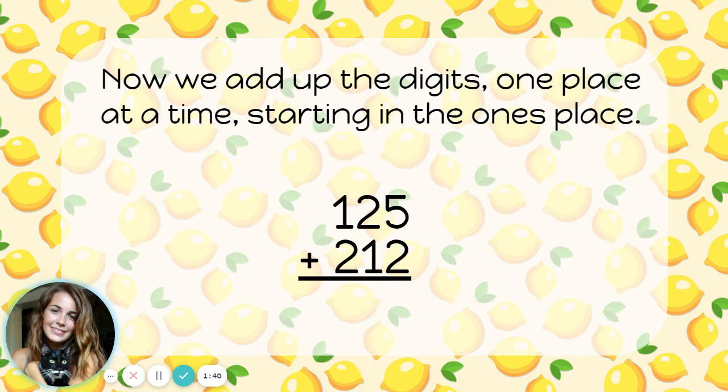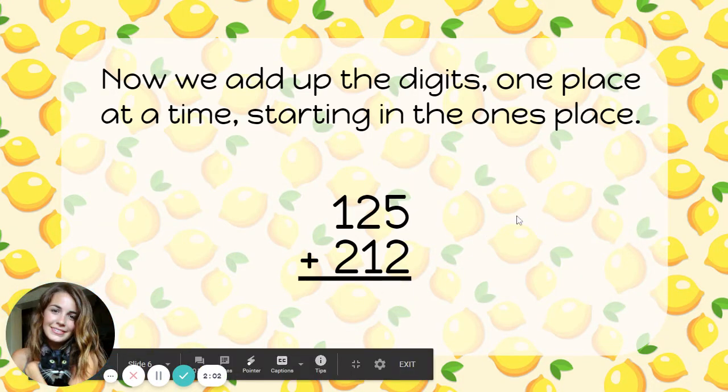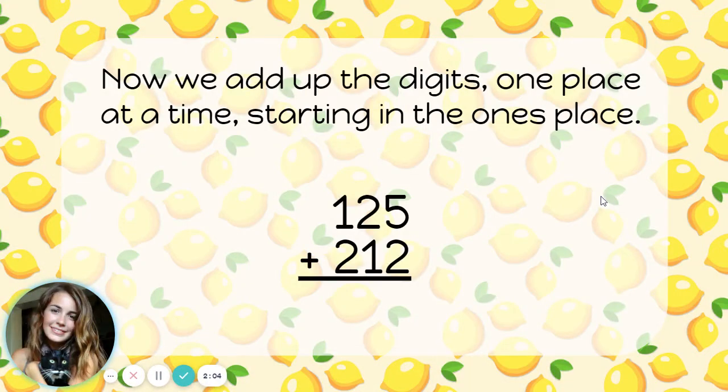Now we add up the digits, one place at a time, starting in the ones place. We always want to start in the ones place when we're using this strategy. So I see a 5 in the ones place of the first number and a 2 in the ones place of the second number. I will add them together and write the answer right underneath, keeping it in the ones place of my answer. 5 plus 2 is 7.